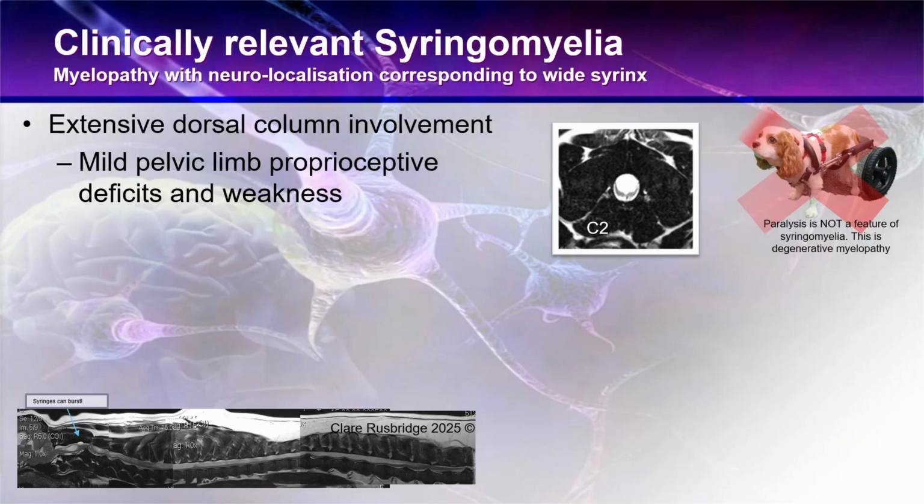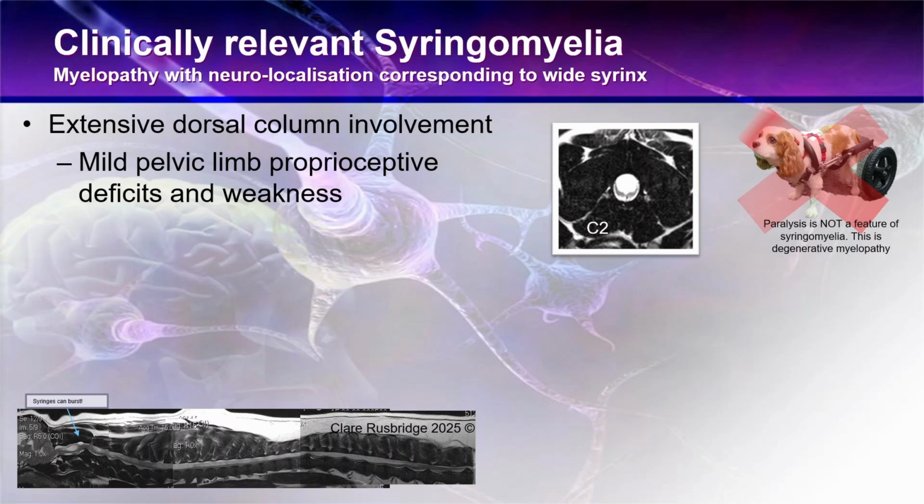So you may get weakness of the back legs, but this is very, very mild. If you're seeing a paralyzed dog, then this is not syringomyelia. Think of other causes like disc disease or degenerative myelopathy. This particular dog, and the image that I've borrowed, is from a dog with degenerative myelopathy, which is associated with an SOD1 mutation and is an inherited disease tendency.